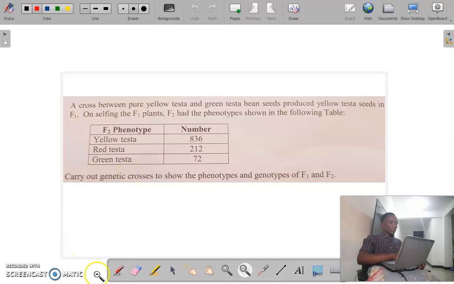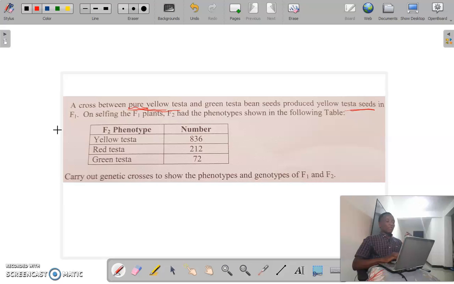The question was a cross between pure yellow tester and green tester bean seeds, which produced yellow tester seeds in F1. You see, it was a cross between pure lines. This is a very important thing. We had a pure yellow tester and a green tester bean that produced the yellow tester in F1. So always when you read such a question, you must try to generate information in your head, thinking of what is exactly going on there.